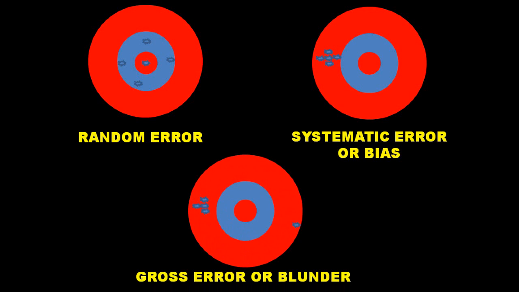We want to try and undertake checks so that we can reduce the amount of gross error or blunders, and we also need to investigate our processes so that we do not include systematic error, or we can eliminate or reduce any systematic errors resulting from the way we do things.